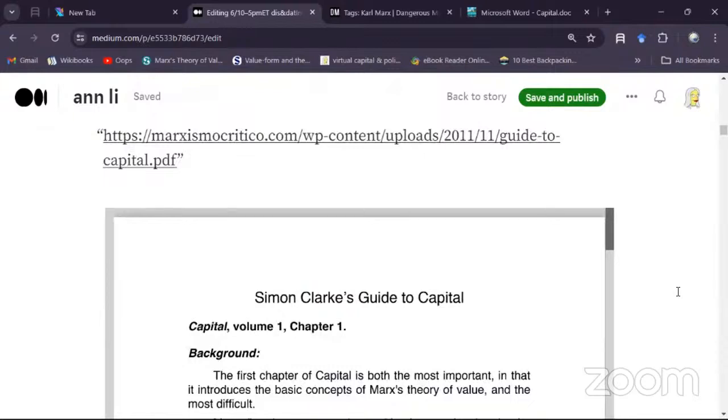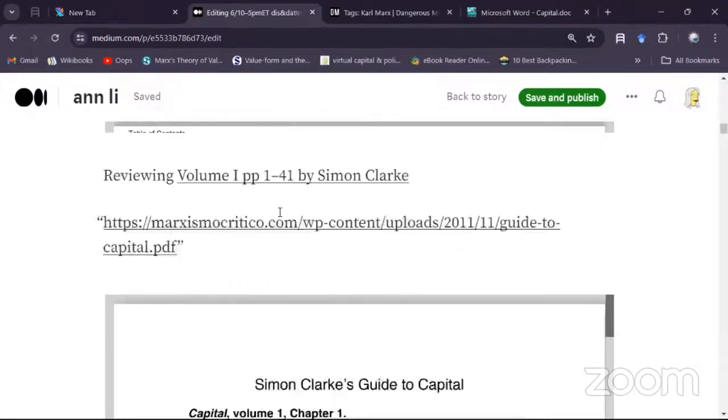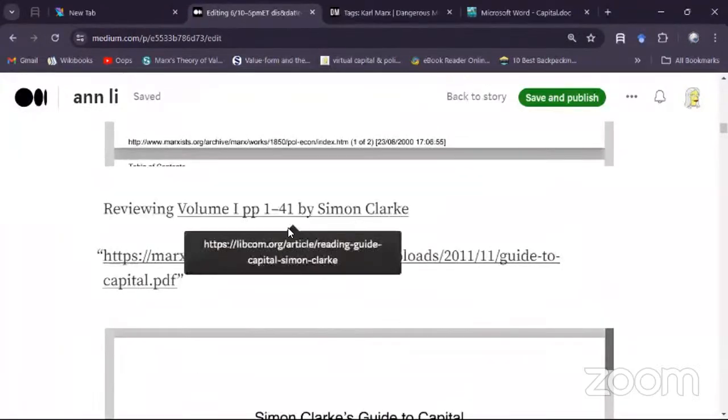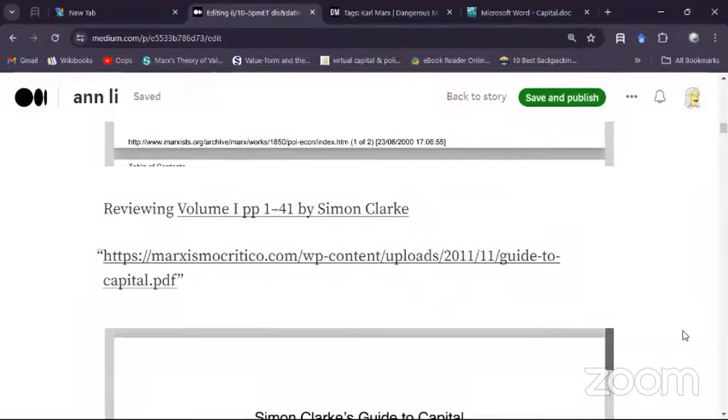But what we're going to look at, and what I will yammer a little bit on, is Simon Clarke's Guide to Capital. These are the links to it. I don't know if we'll cover all of volume one, that is pages 1 to 41. It's a 76-page document, at least in this PDF form, and I'm not sure we'll get to 40, but I think we'll get along, and hopefully you'll get something out of it. So this is the link to get to the PDF.